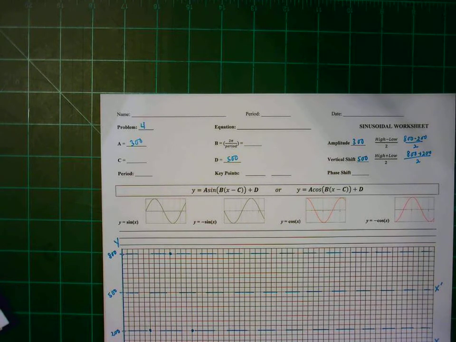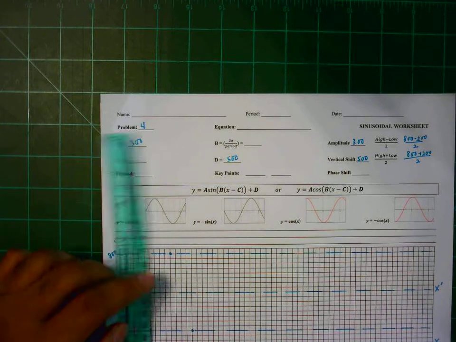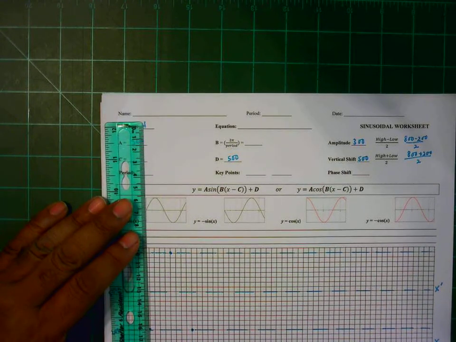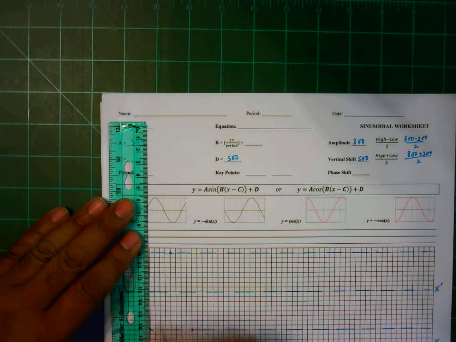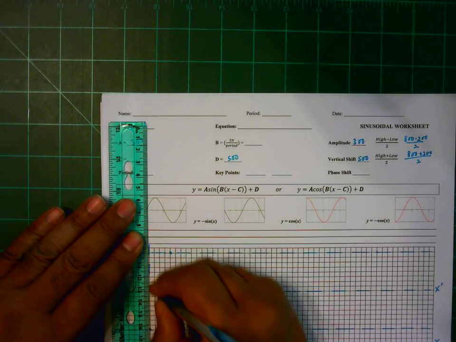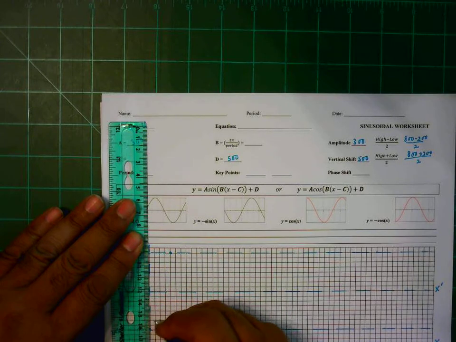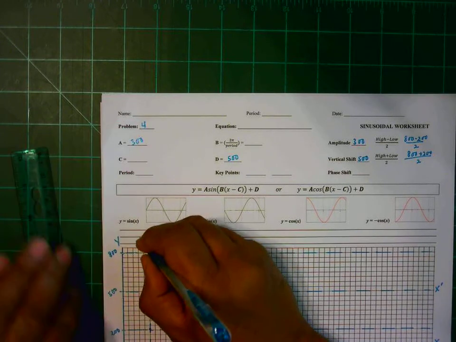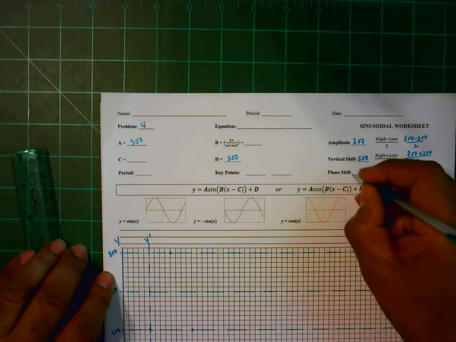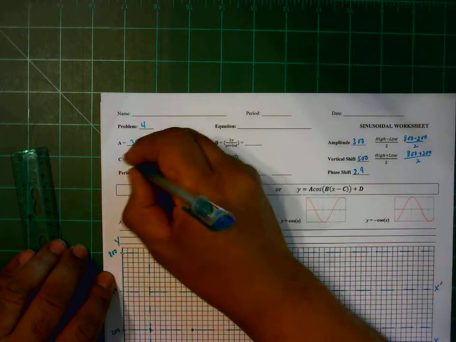So we're going to start our time here. So we're going to move over this far. So this is our new y prime. Now y prime is the same as c. That's the phase shift. Y prime is 2.9. So c is 2.9.